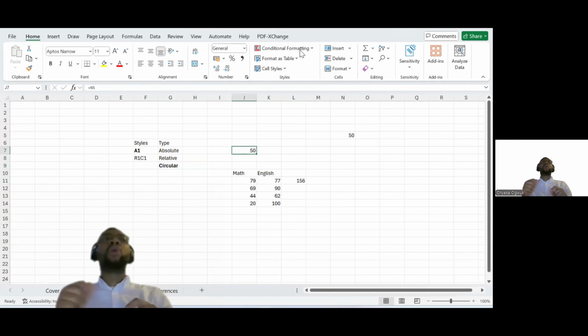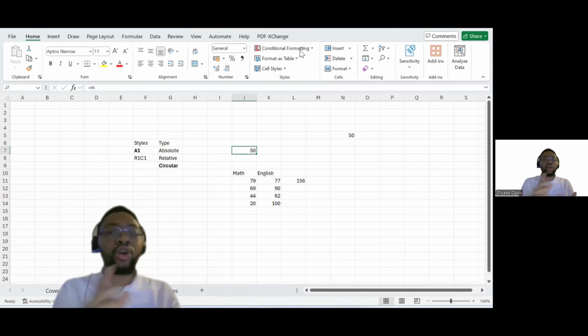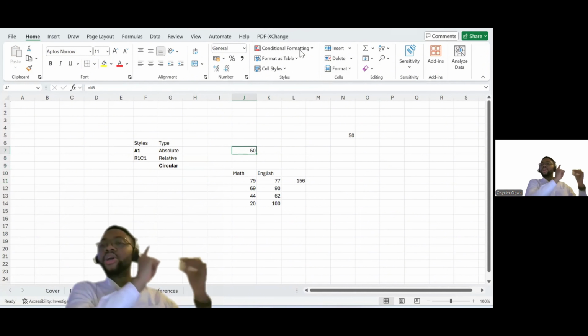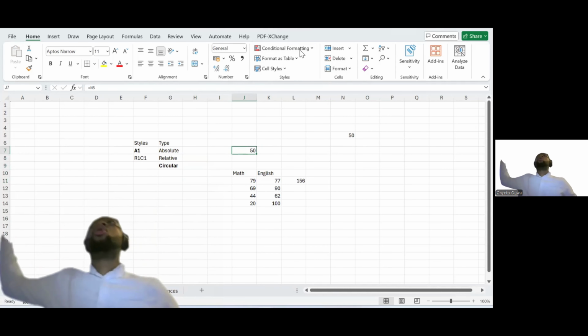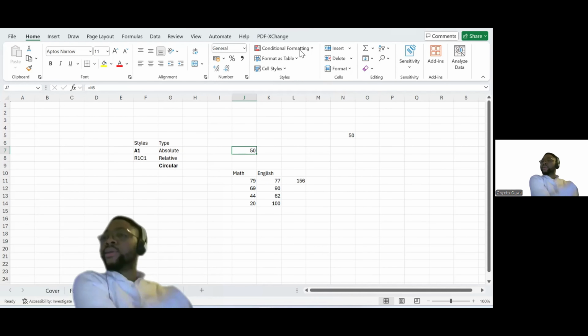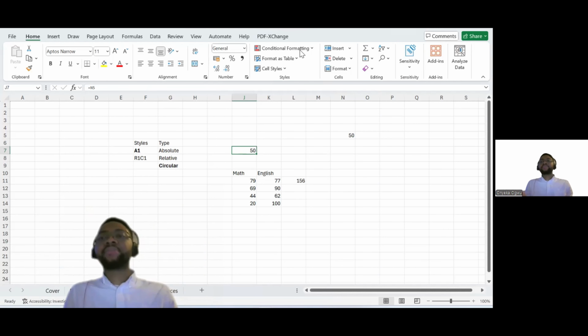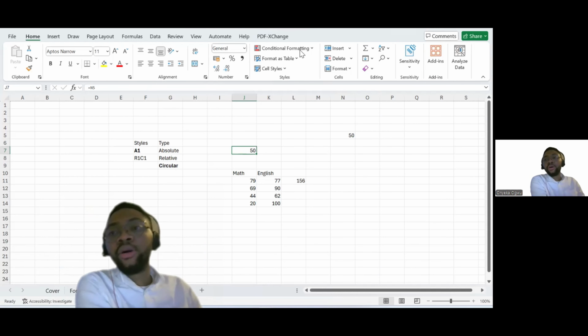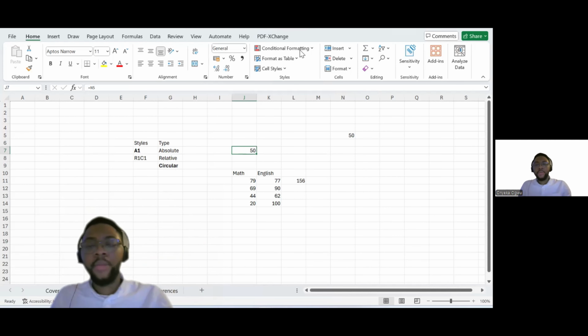What you have to do is lock the number. I mean, lock the row and lock the column. Let me explain. When I say lock the row, it means that you don't want the row to move and you don't want the column to move. So we're going to padlock the row and padlock the column. That's absolute reference: we are padlocking both the row and the column.